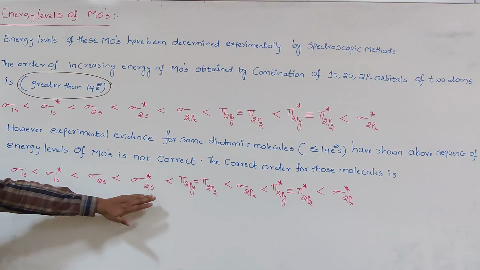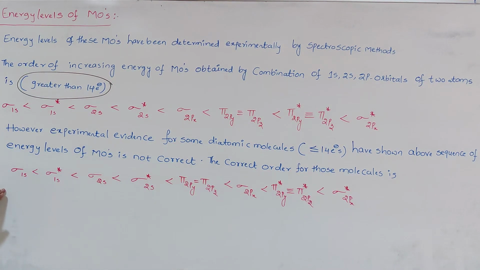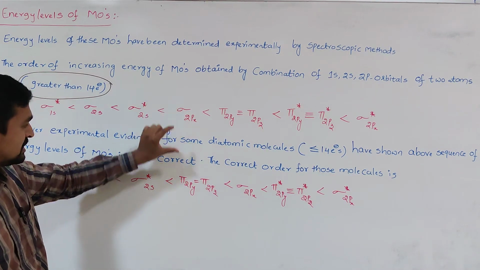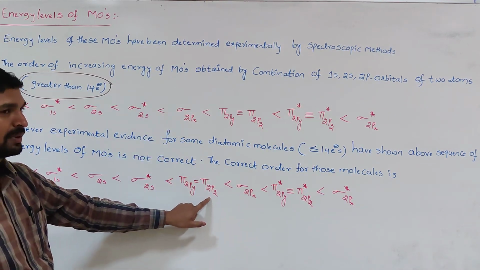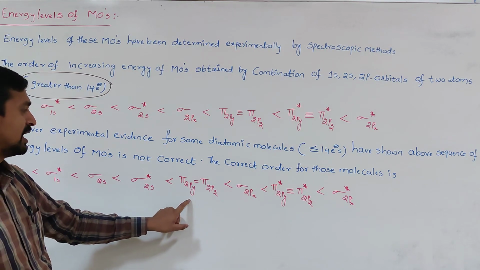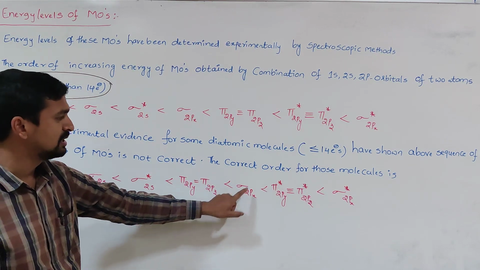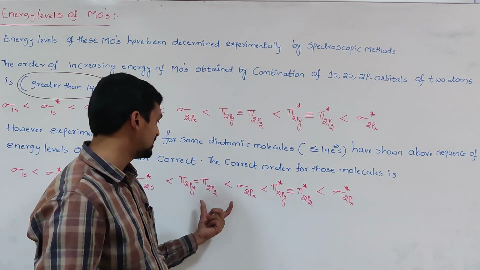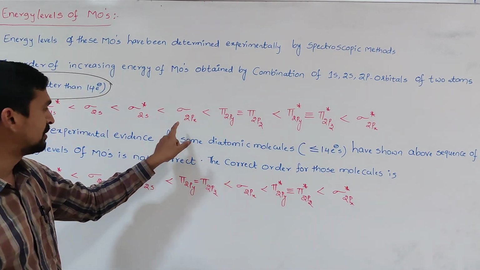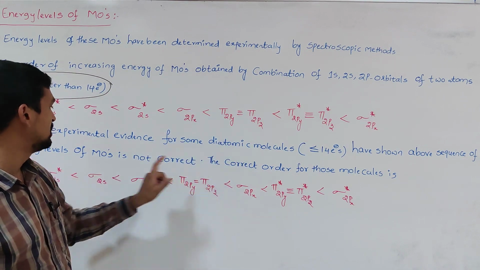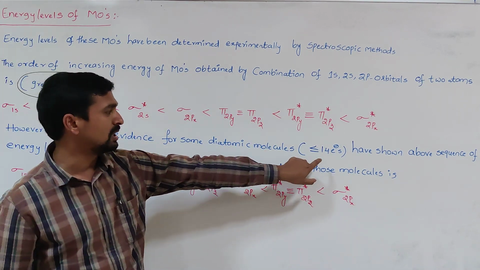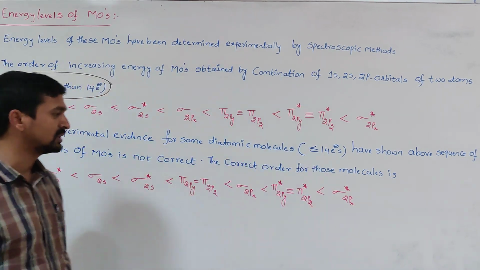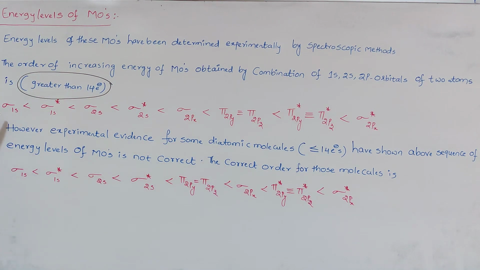Up to sigma star 2s, it will be the same. After that, here pi 2py and pi 2pz are the least energy, then sigma 2px, then pi star 2py, pi star 2pz, and sigma star 2px. Here the differences exist. So this comes first, and later it becomes that. So these apply to diatomic molecules having less than or equal to 14 electrons. These are the two energy orders we need to remember. There is no shortcut for this one.